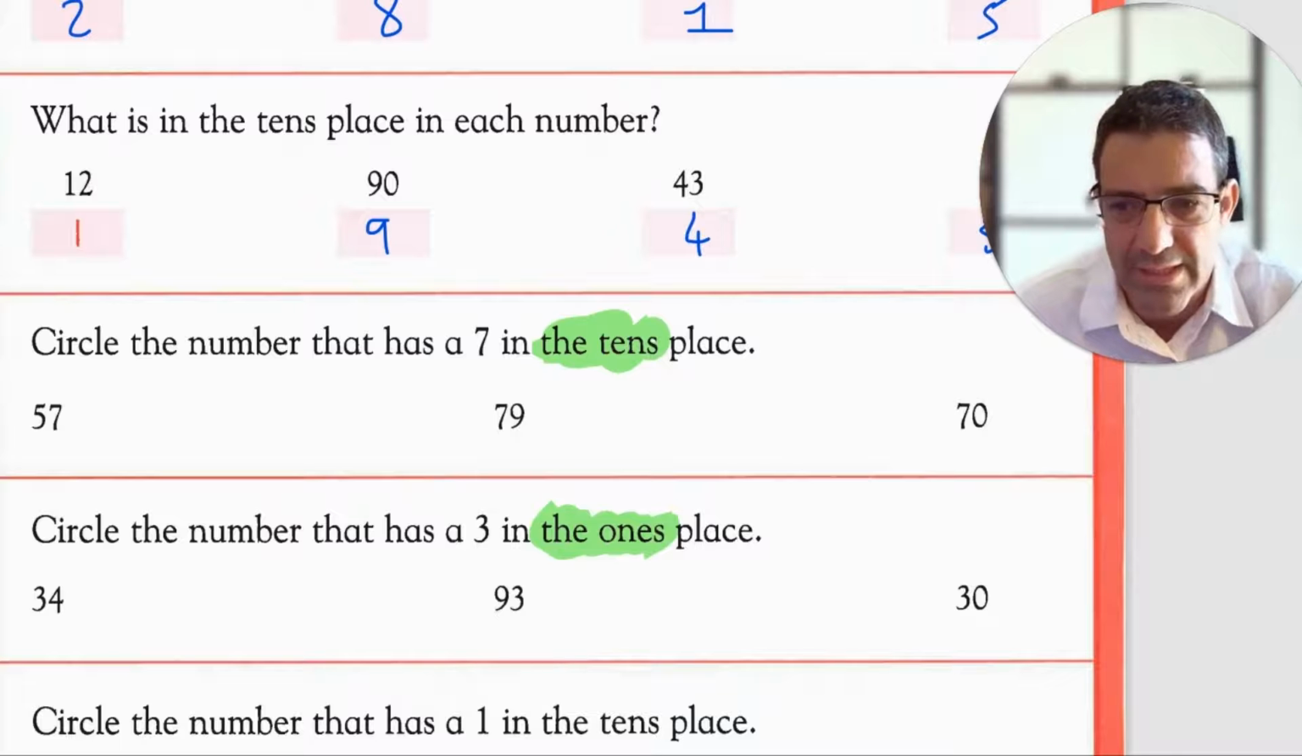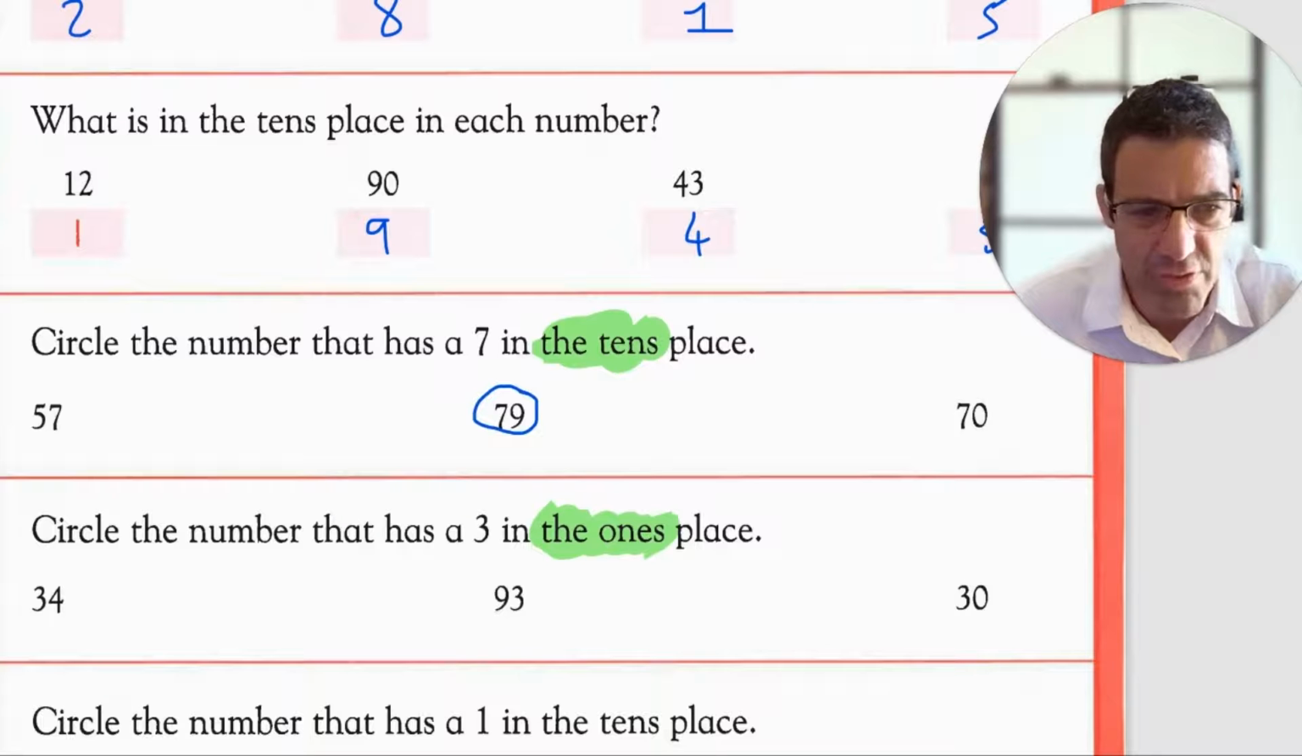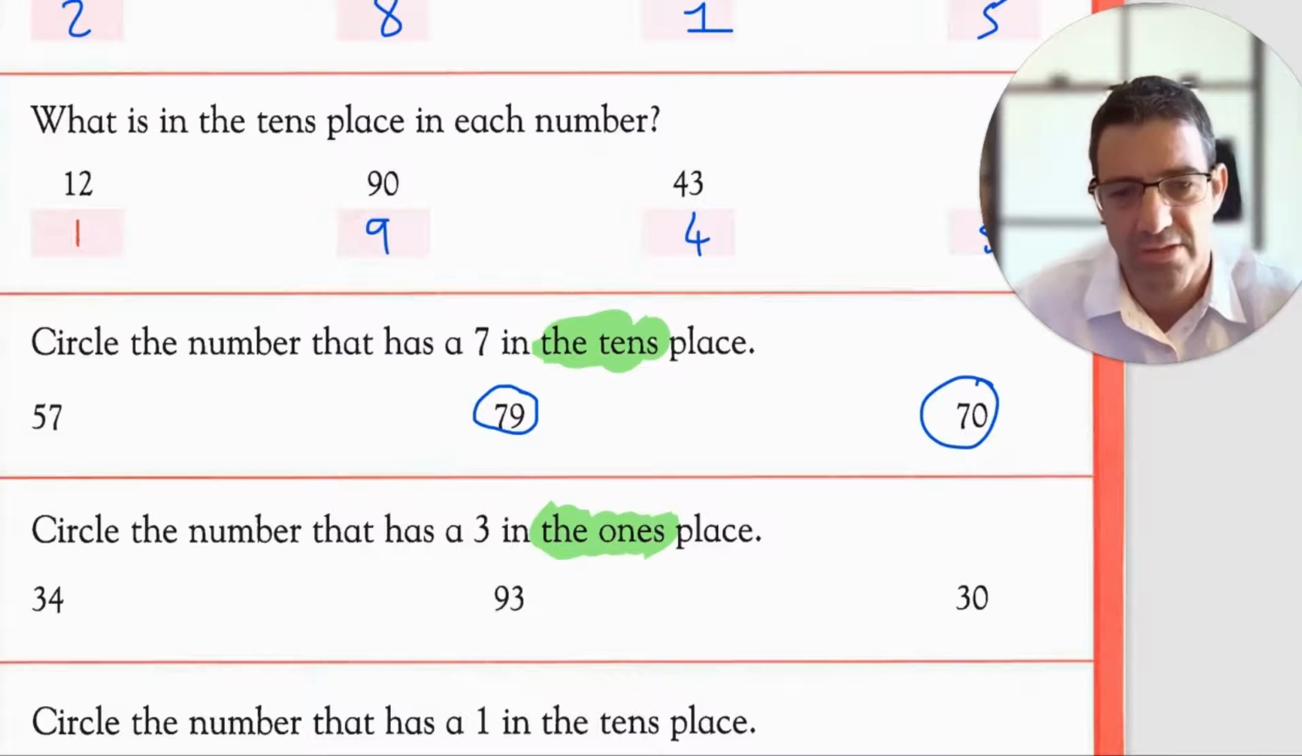So this is a 5 in the tens and a 7 in the ones, but I want a number that has a 7 in the tens, not that one. This is a 7 in the tens and a 9 in the ones. Okay, 7 in the tens, that's what I want. 7 in the tens and a 0 in the ones. Well, 7 in the tens again, that's what I want. Okay, so I did my question.